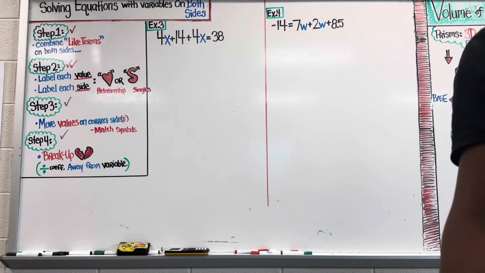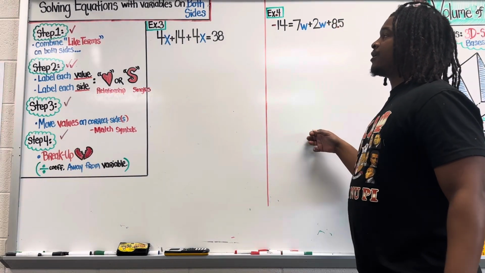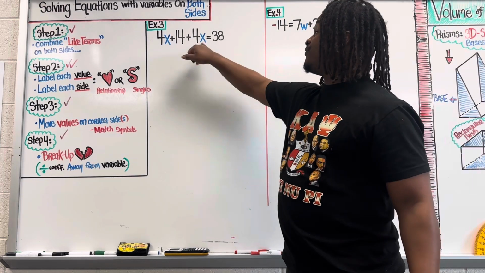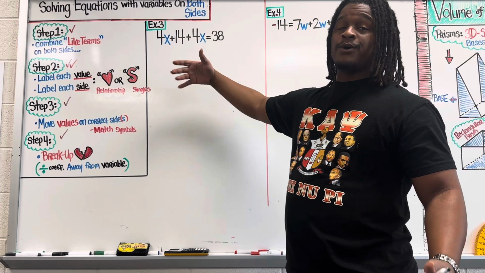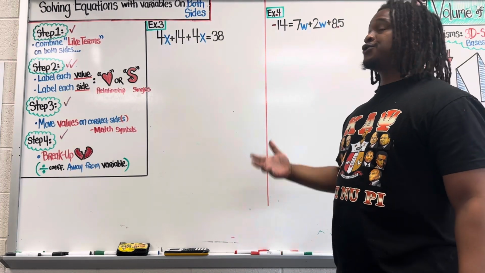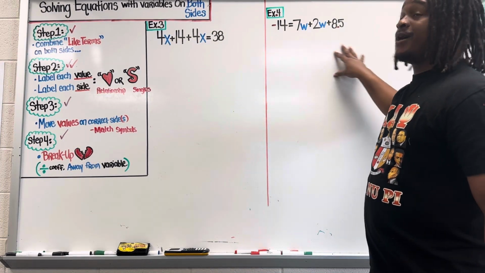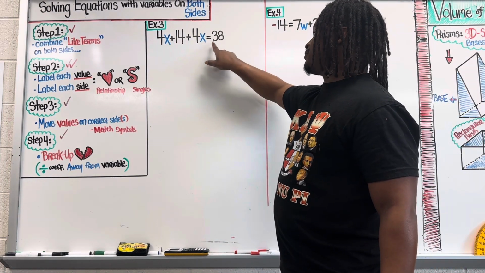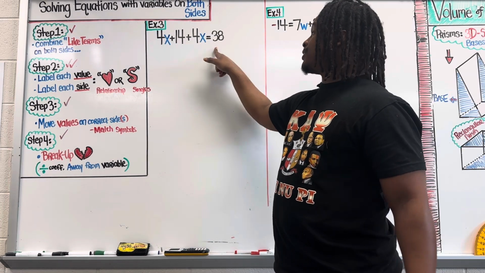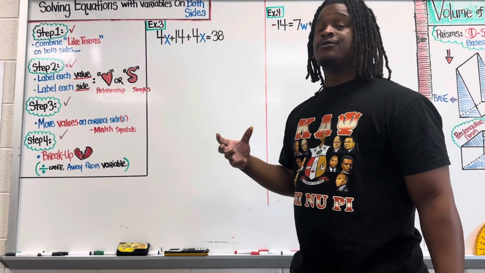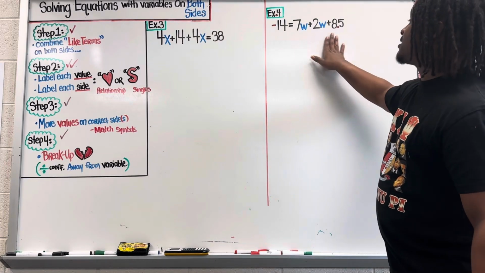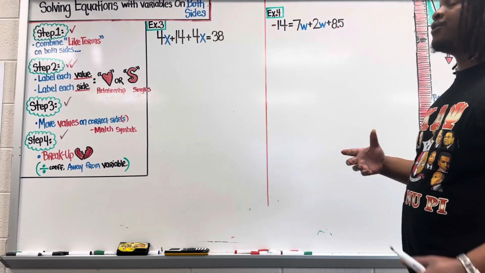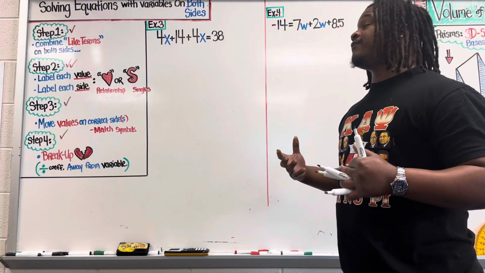Today I'm going to go over example 3 and example 4 of how to solve equations. All we're doing is solving for the variable, which is x, in other words the unknown value that we're trying to find in order to make this whole equation true. So, for example, in example 3, 4x plus 14 plus 4x equals 38. For all of this to equal 38, x has to be a particular value. And same thing over here: for all of this to equal negative 14, w has to be a particular value. So we're solving for the variable, which is the unknown value.